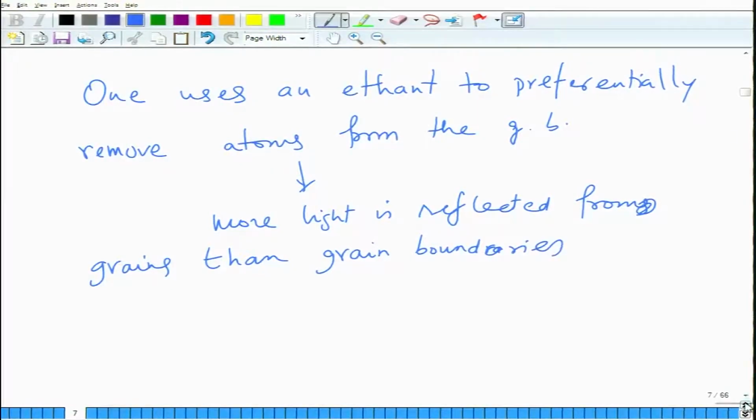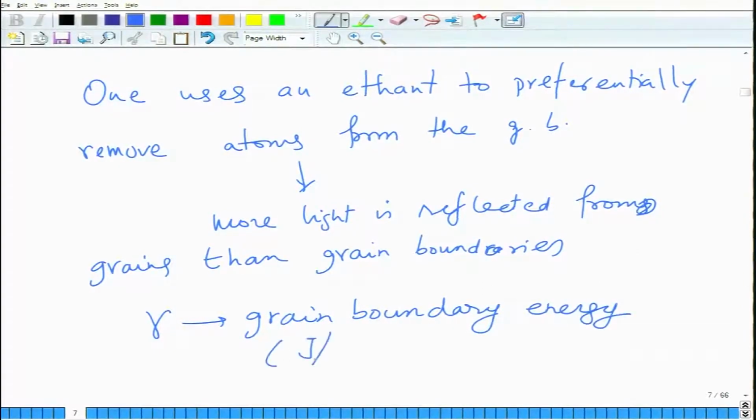And these grain boundaries are regions of misorientation. Basically, they are an interface. So, as a result, every grain boundary is associated with a grain boundary energy, in joules per meter squared, gamma GB. Typically, a higher angle grain boundary will have higher energy as compared to a lower angle grain boundary in the materials.